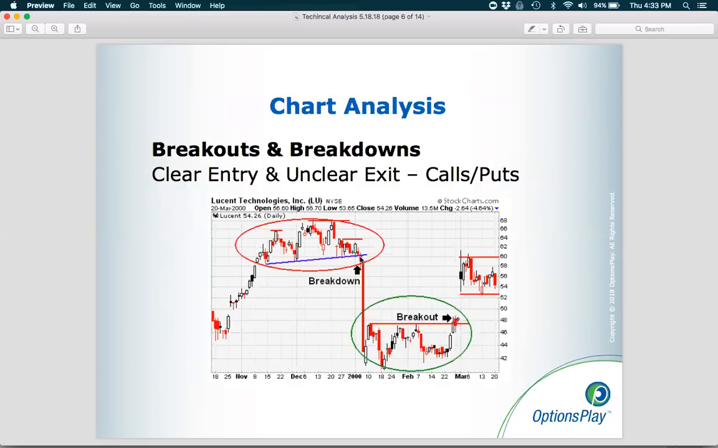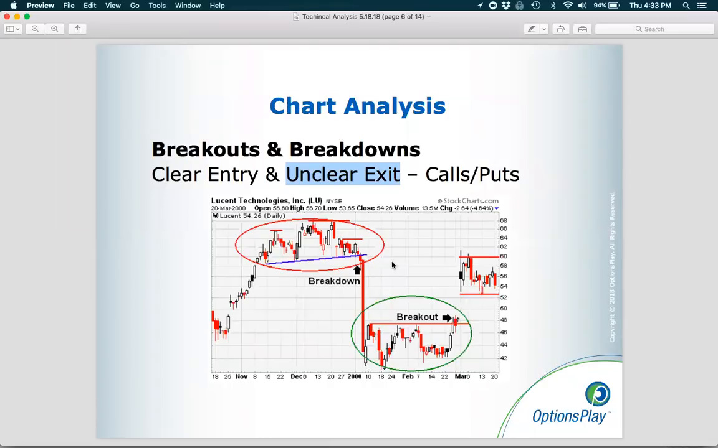So here, as the stock dropped below this support level and started to break down, these types of breakdowns and breakouts do have a clear entry because it tells you exactly when the stock starts to break down, but you don't really have a clear exit, meaning you don't really have a clear target price. So if the stock starts to break down, you don't know if it's going to go from 58 down to 48 or 42.